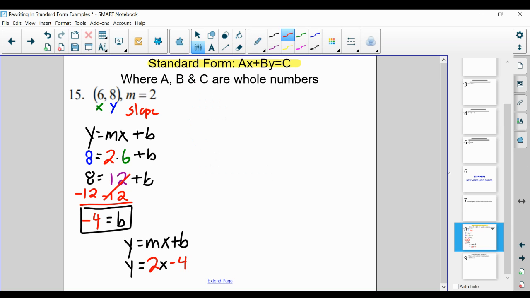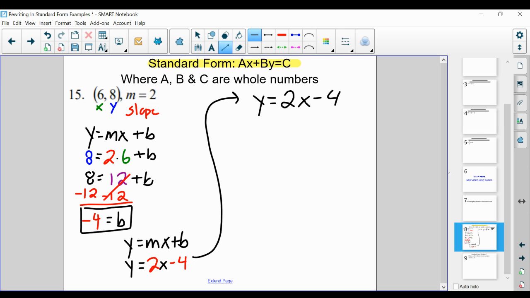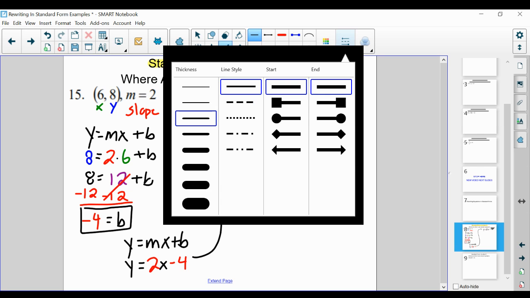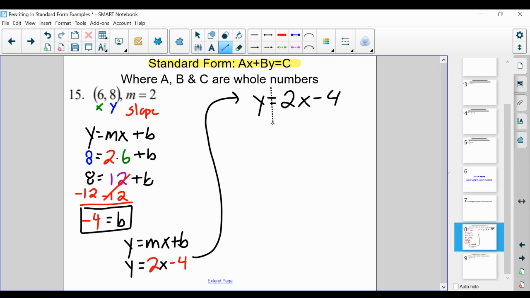So what I'm going to do, I'm going to rewrite everything. I'm going to bring it on up. That way we have a fresh side to look at. We're starting with y is equal to 2x minus 4. And we want to get our x and y terms on the same side of our equal sign. Well, if I just draw a quick line, let's dash it. Going through the equal sign, we need to have our x and y to the left of that line, because that would mean they're both on the same side of the equal sign.